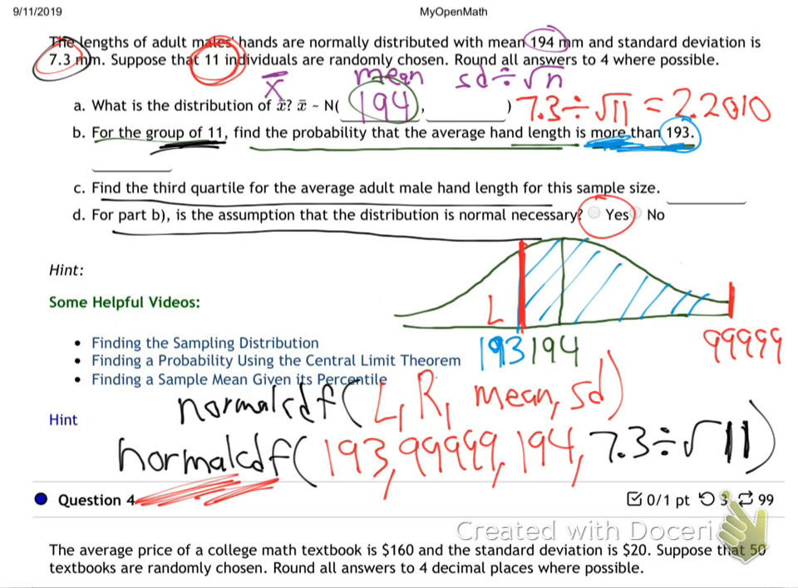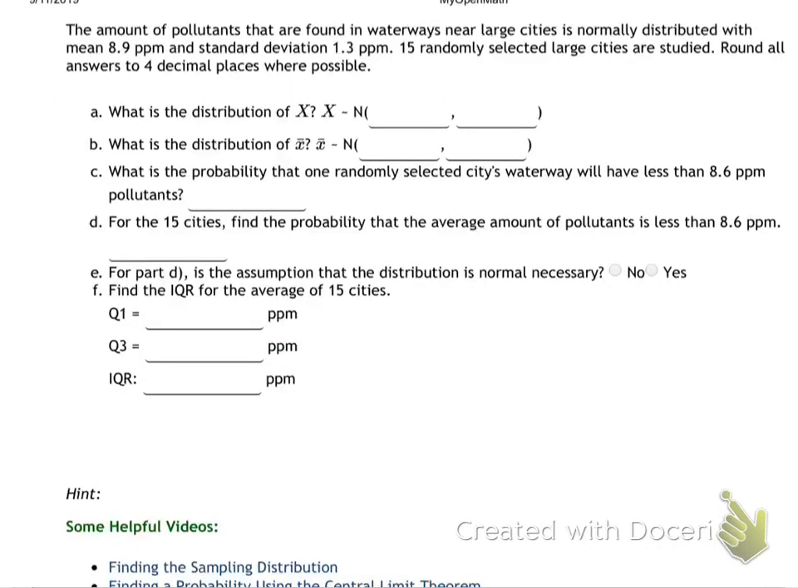We good on that one? Okay, so number 8. The amount of pollutants that are found in waterways near large cities is normally distributed with mean, standard. 15 large cities are studied.